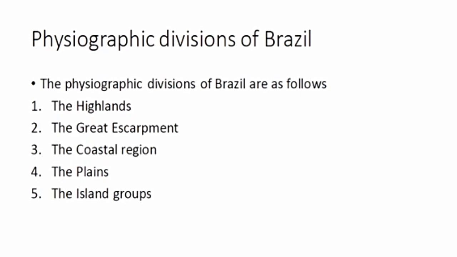So if the question is asked to mark physiographic divisions of Brazil, the physiographic divisions of Brazil are as follows. First one is the highlands. Second, the Great Escarpment. Third, the coastal region. Fourth, the plains. Fifth, the island groups.